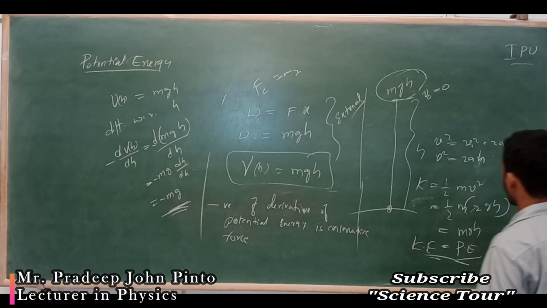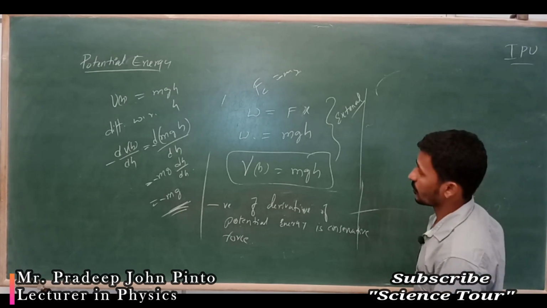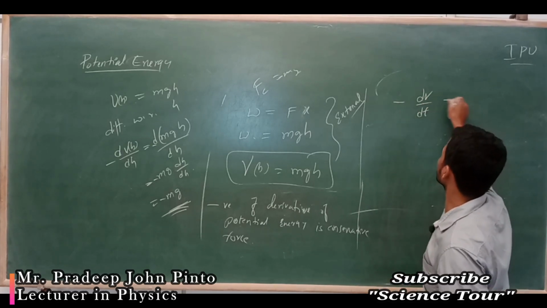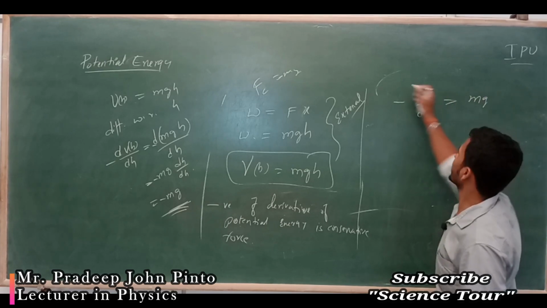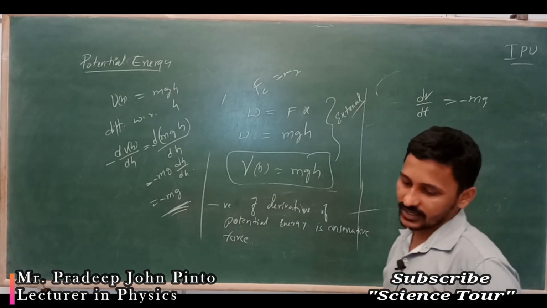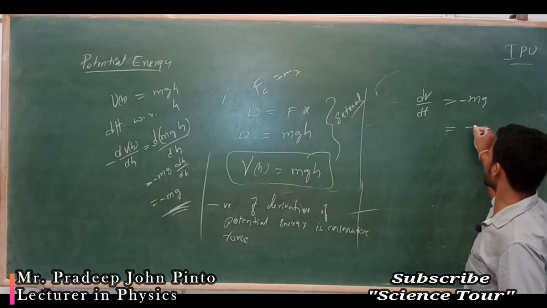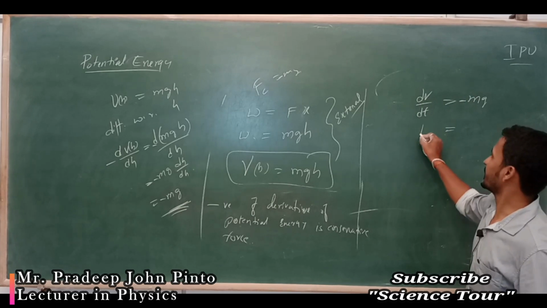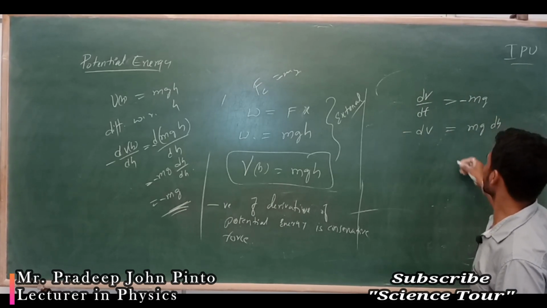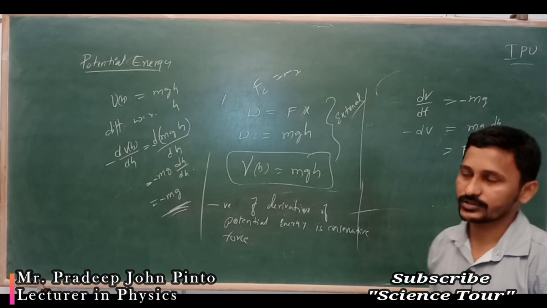So I'll erase this. So what I can write down, negative of dV by dh, which is equal to mg, or minus mg I can write down, no? Now minus mg is nothing but how much? Minus I will bring here. So dV equals minus mg into dh. So mg means what? Force. Mg is nothing but force.